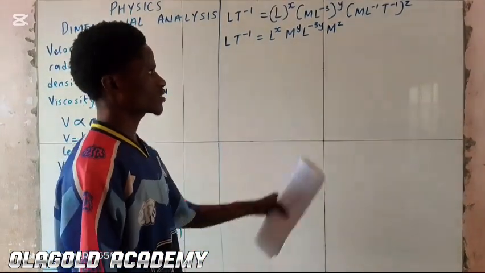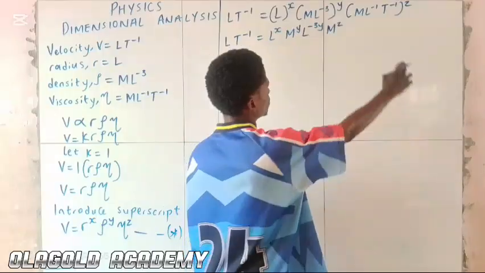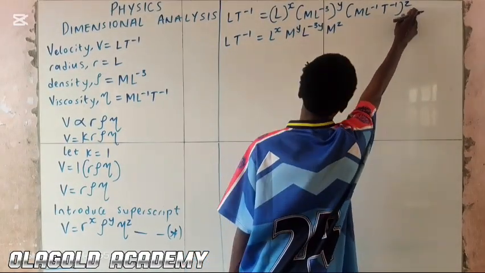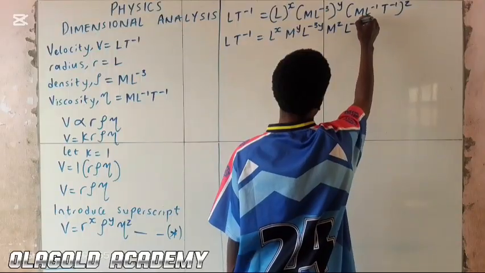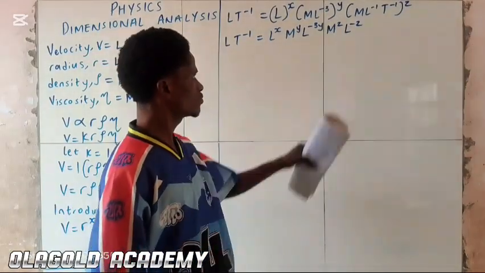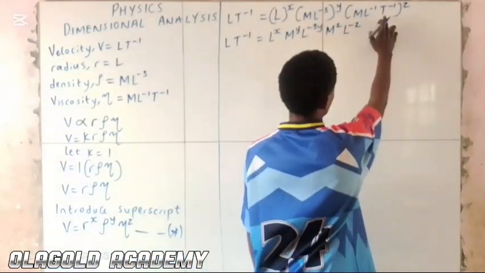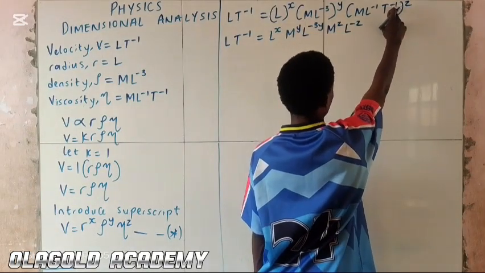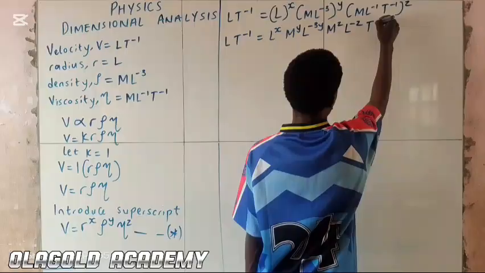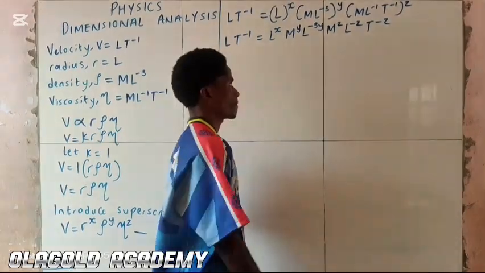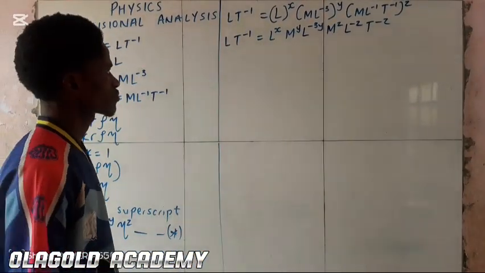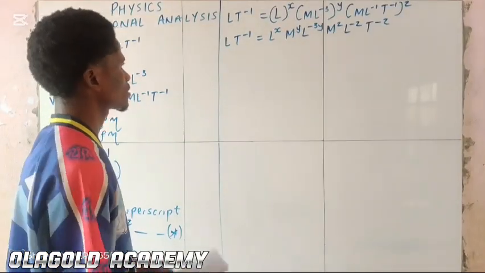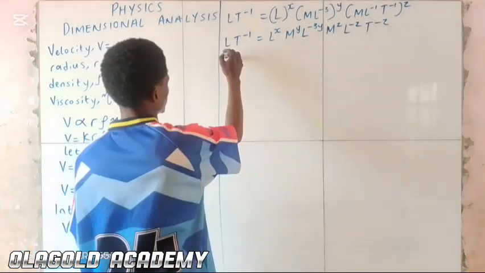Alright, our next task is to take L, the power of L, which is minus 1 times z here, becomes minus z. So we have this. Our next task is to take T, taking the power of T, which is minus 1. Minus 1 times z equals T to the power minus z here. Alright, our next task is to rearrange in terms of MLT.